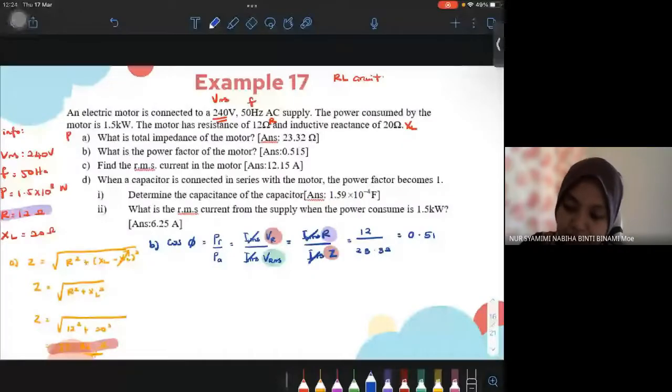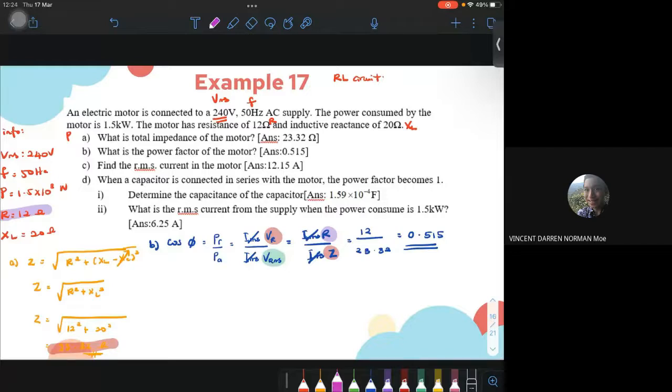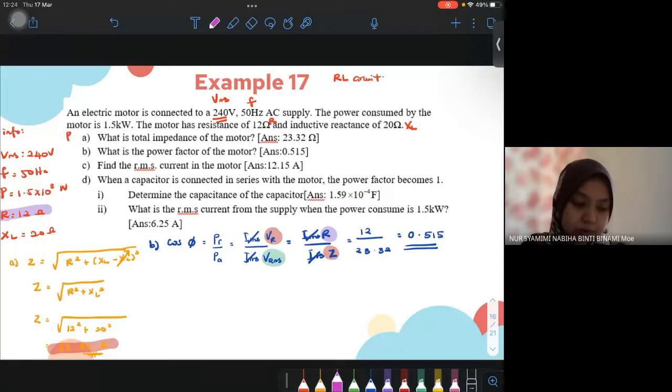0.515. 0.515. Does it have a unit? No unit. It's good. 0.515. Okay. C. Find the RMS current in the motor.